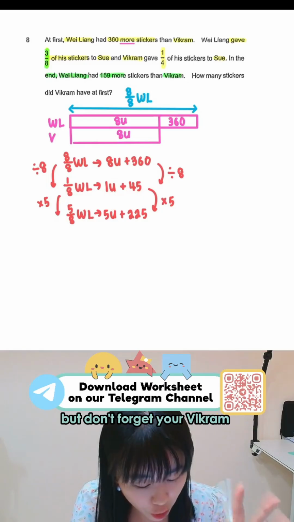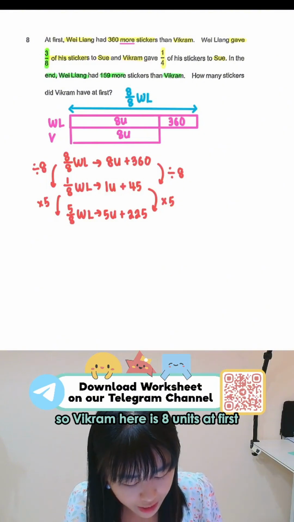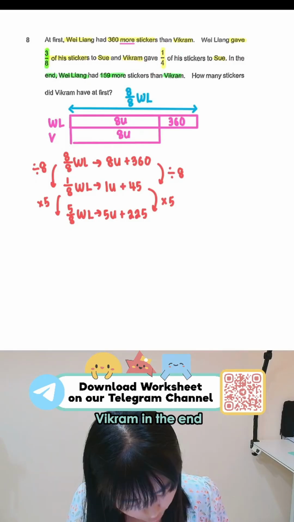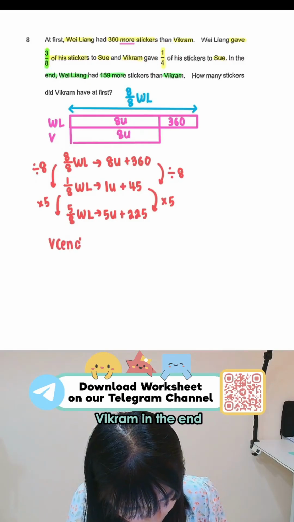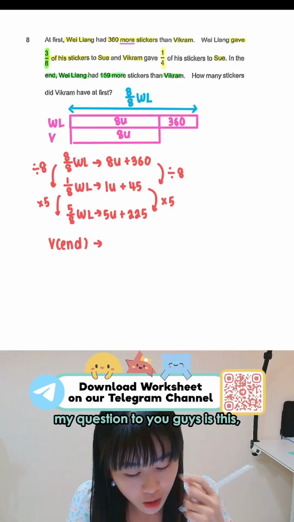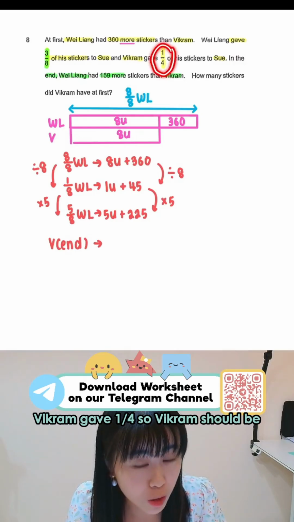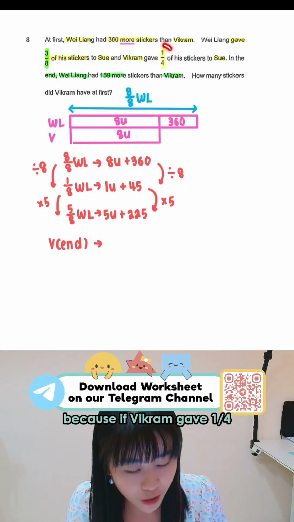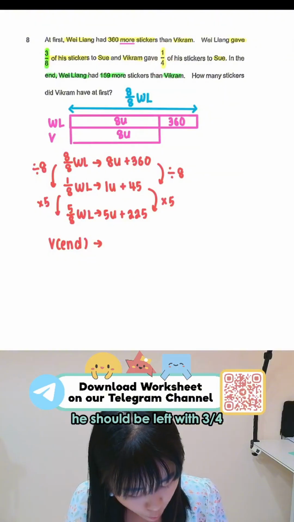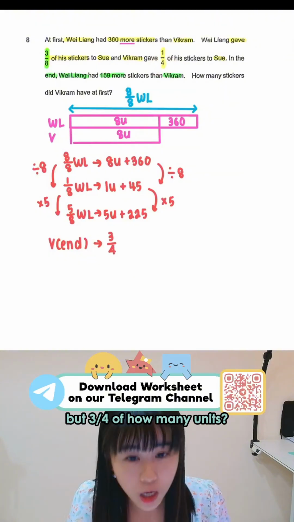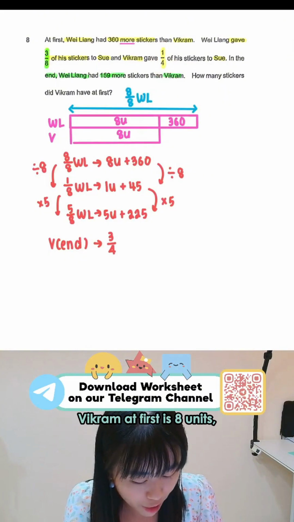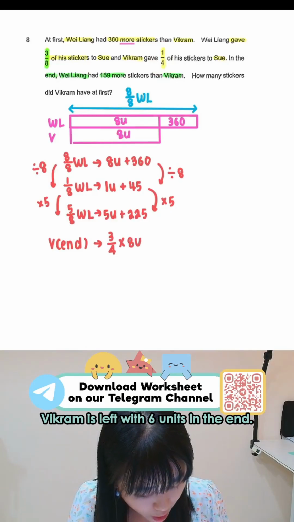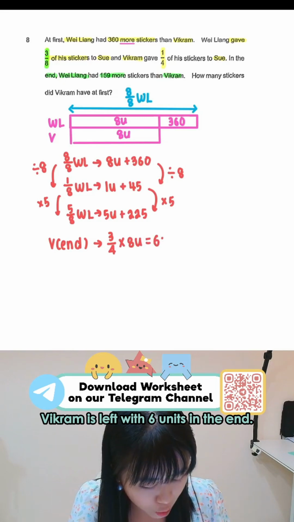But don't forget your Vikram. So Vikram here is 8 units at first. Vikram gave 1/4 to Sue. My question to you guys is this. Vikram gave 1/4, so Vikram should be left with what fraction? 3/4. Very good. Because if Vikram gave 1/4, he should be left with 3/4. But 3/4 of how many units? Vikram at first is 8 units. So 3/4 of that 8 units, Vikram is left with 6 units in the end.